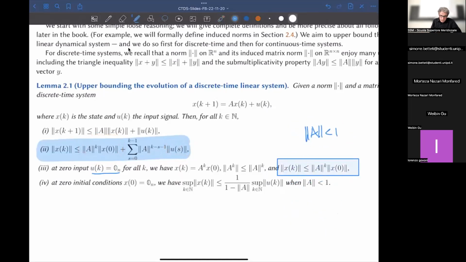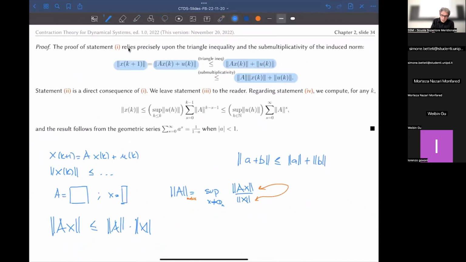What if instead I set the initial condition to 0 and I assume that my input is upper bounded? It's depending upon time, and let's suppose that as k goes to infinity, it has a bounded supremum. So the supremum over k of the norm of u at time k is bounded by some number. Then it turns out that it's very simple.